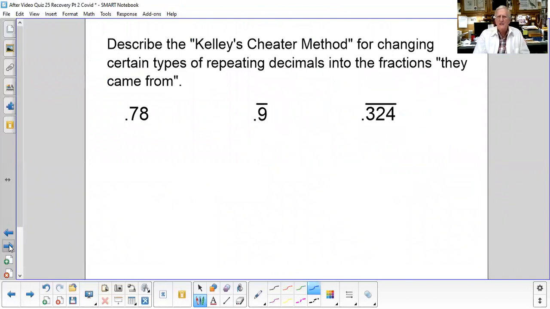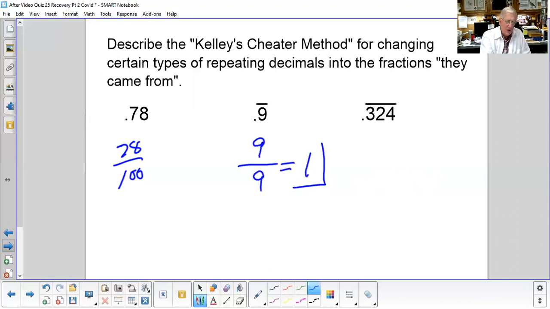The 0.78 doesn't have a bar in it, so you just put it over its place value, 78 over 100, and then you reduce it, 39/50ths, right? But look at this one, 0.9 bar, 1 digit, right? The 9s are repeating. I put it over how many 9s? 1. Wait a minute. Does 0.9 bar equal the value of 1? Turns out it does.